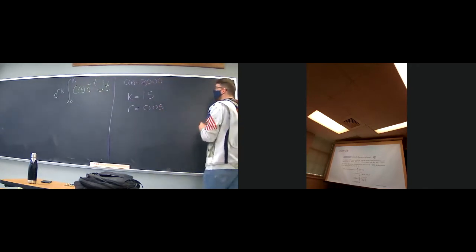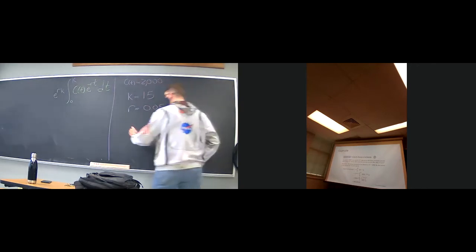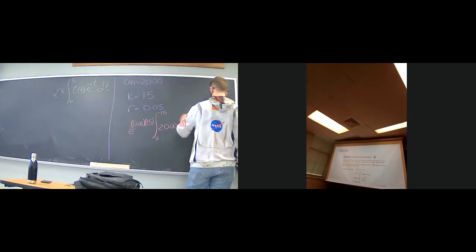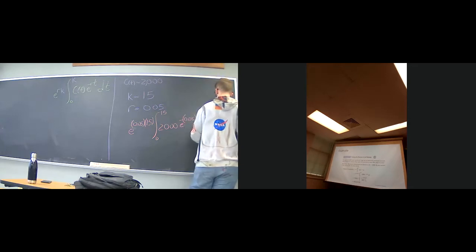So the amount of this annuity is going to come out to be e raised to the 0.05 times 15, that quantity times the integral from 0 to 15 of 2,000 times e to the negative 0.05 times, my mistake, times t dt. So from here, we've got the integral set up.